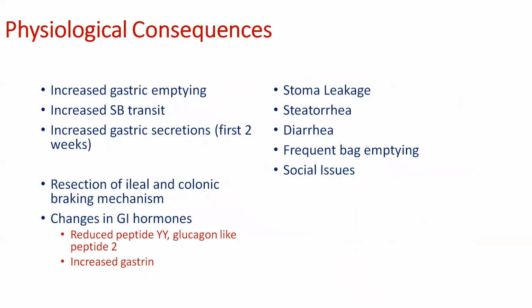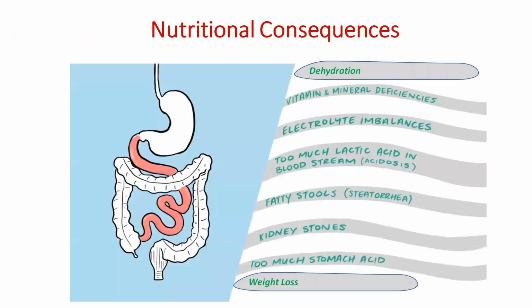The physiological consequences. What are the physiological consequences? Increased gastric emptying, decreased small bowel transit time, increased gastric secretions in the first 2 weeks after surgery. Then resection of ileal and colic segments, breaking the mechanism of absorption and digestion, changes in GI hormones, stoma leakage, steatorrhea and diarrhea, frequent gas, bag emptying, social issues.